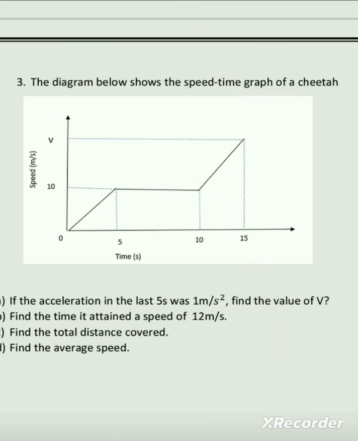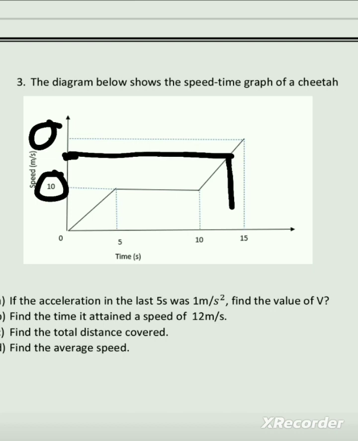We go to question B. Find the time it attained a speed of 12 meters per second. We can tell that this is 10 and this is 15, so 12 must be somewhere here. If we go to the graph, down here, the time must be between 10 and 15. But what is that time? How can we find the time?